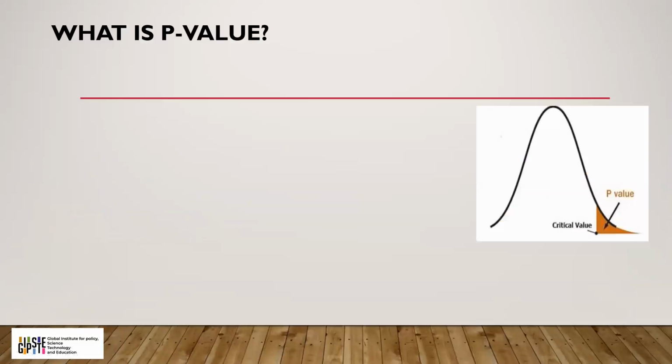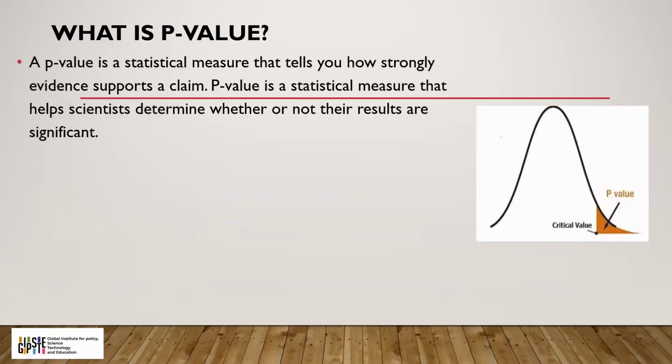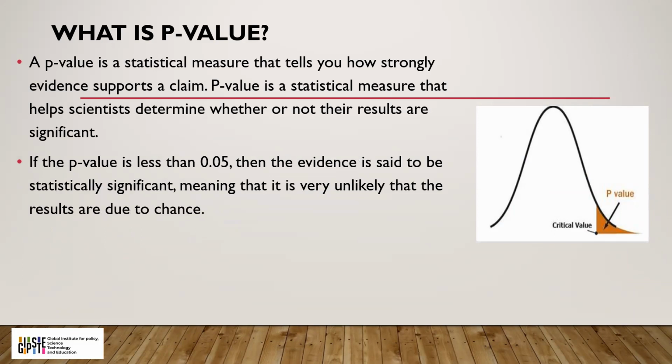Now, what is a p-value? A p-value is a statistical measure that tells you how strongly evidence supports a claim. P-value is a statistical measure that helps scientists determine whether or not their results are significant. If the p-value is less than 0.05, then the evidence is said to be statistically significant. That is, if you are using the significance level of 5%, that is 0.05, and the calculated or estimated p-value that's associated with your regression output is less than 0.05, then the evidence is said to be statistically significant, meaning that it is very unlikely that the results are due to chance.